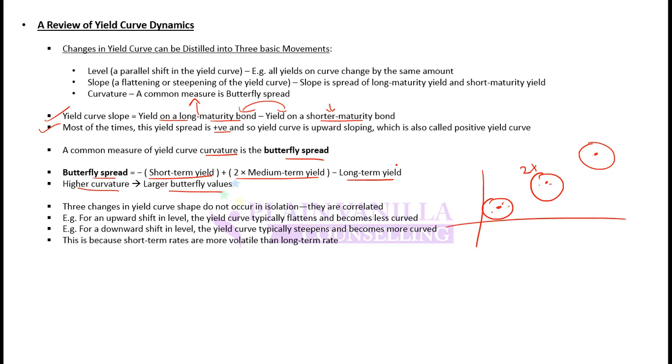Now these changes in the yield curve, or these movements, are also interlinked with each other. For example, if there is an upward shift in level, the yield curve typically flattens and becomes less curved. And if there is a downward shift in level, the yield curve typically steepens and becomes more curved. So all these movements are also linked. If level is changing, that can impact curvature or slope, or if slope or curvature is changing, that can impact level.